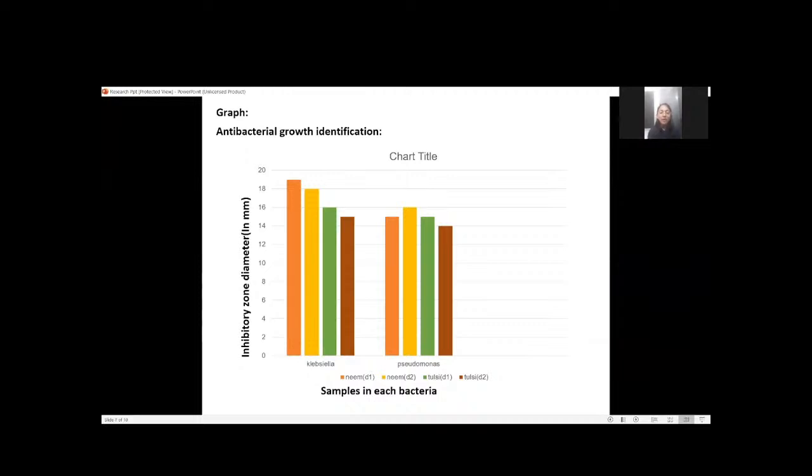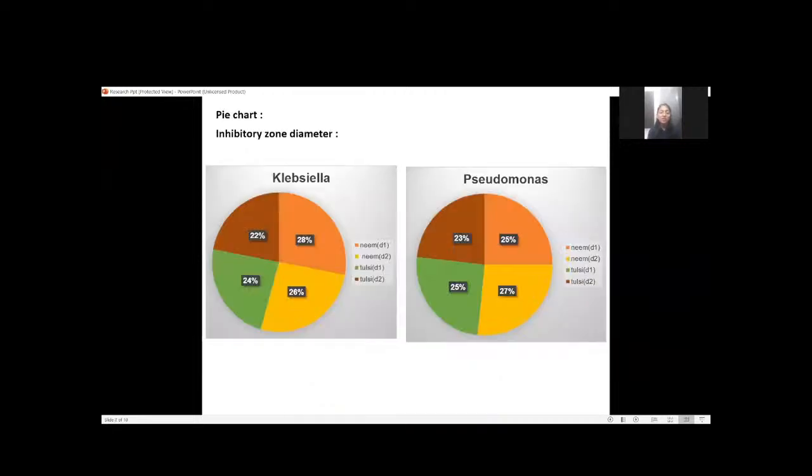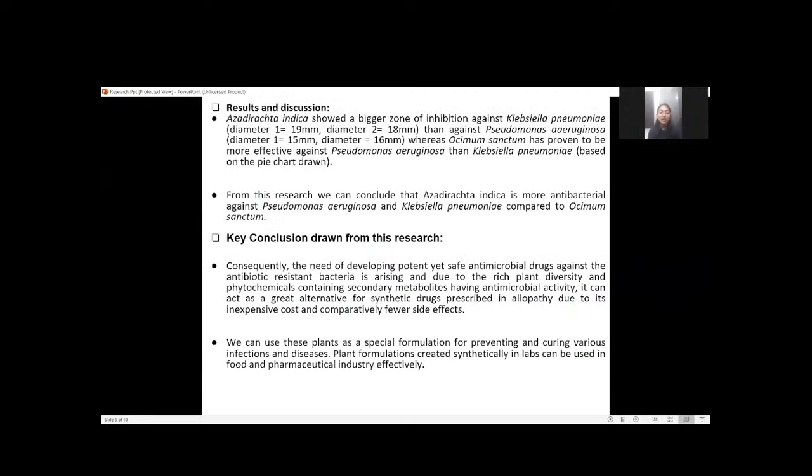Here we have a graphical representation showing antibacterial growth identification. Here we have a chart showing inhibitory zone diameter. From the graph and the pie chart, it can be said that Klebsiella pneumoniae showed high resistance to neem.